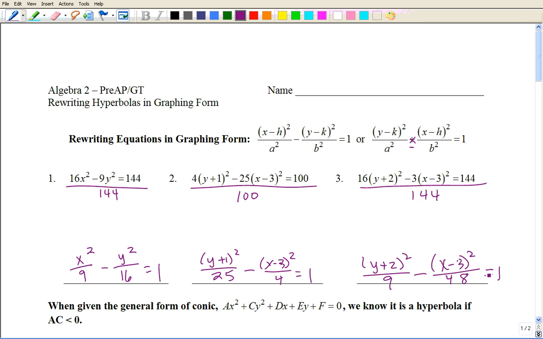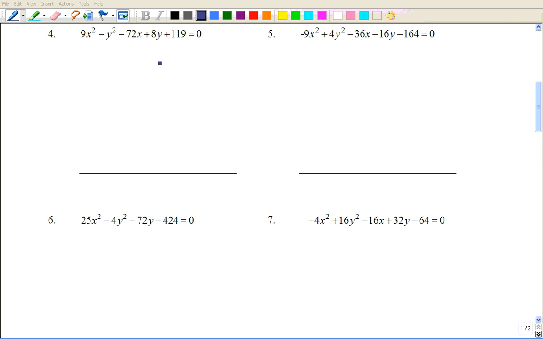So let's do some that require just a little bit more thought. We're going to be completing the square. Remember, we can tell if it's a hyperbola if the a and the c terms are not of the same sign. Whenever you multiply them, so here we have 9 and negative 1, when you multiply them you get a negative number, so they should be opposite signs for the x squared and the y squared term. Then you'll have a hyperbola.